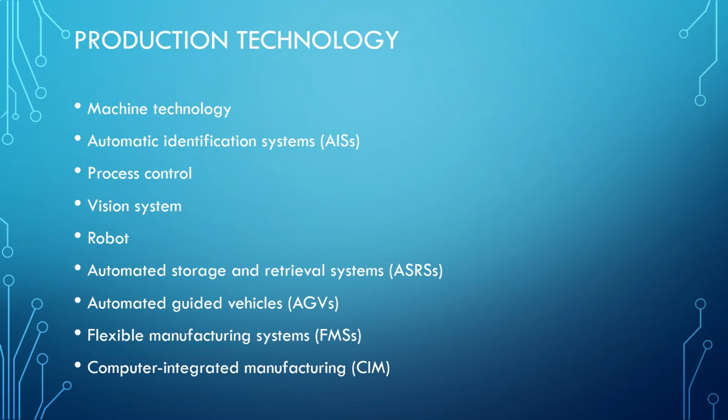time to customer. Some of the production technologies that can be used are machine technology, automatic identification systems, process control, vision system, robots, automated storage and retrieval systems, flexible manufacturing systems, computer-aided integrated manufacturing systems. And we'll talk about each one of them individually.